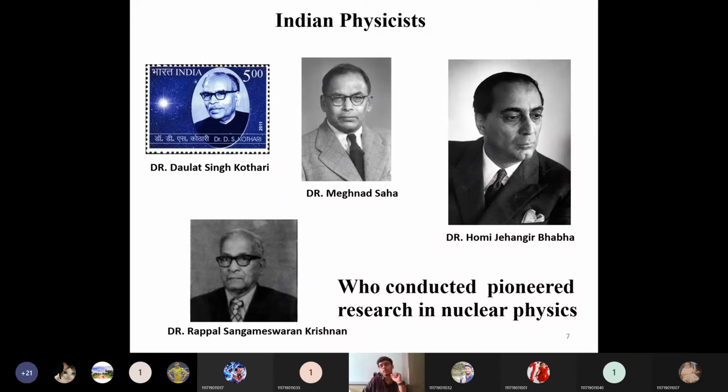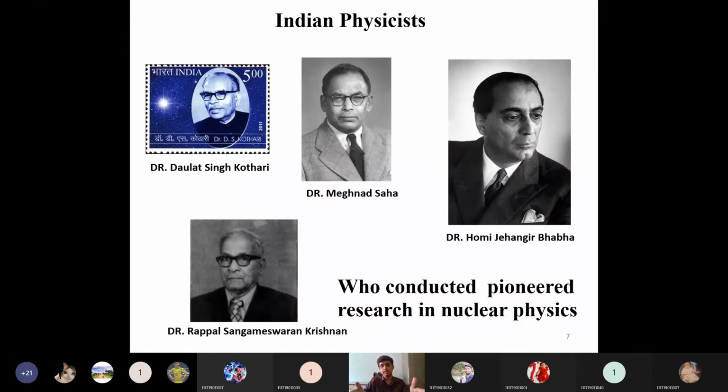So popularly, he is known as R.S. Krishnan, Rappal Sangameshwaran Krishnan. Okay, he is one of the scientists who has conducted the research. He is very closely acquainted with Sir C.V. Raman. Okay, so this was some of the details about the laureates.